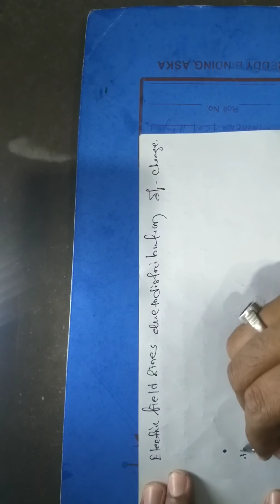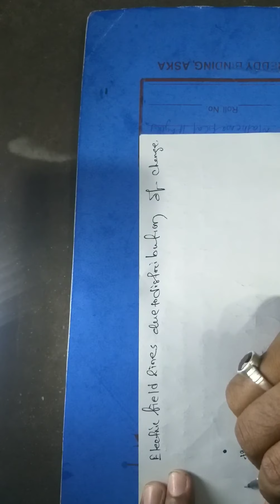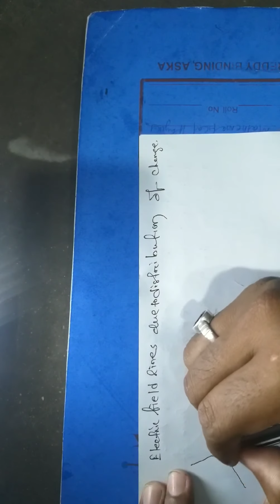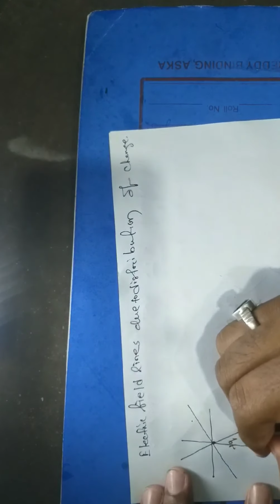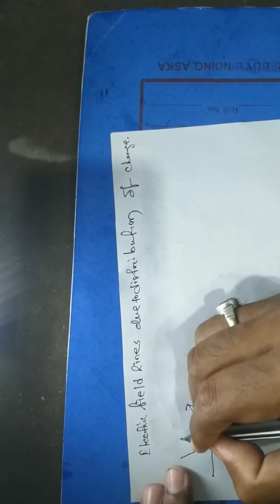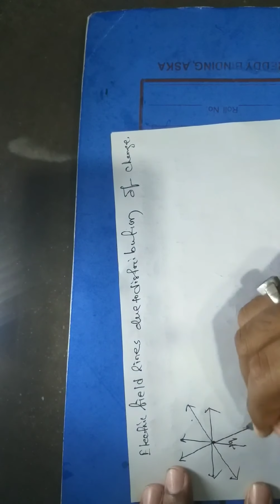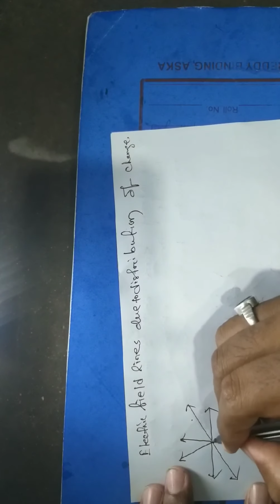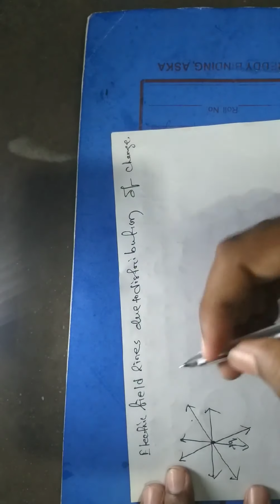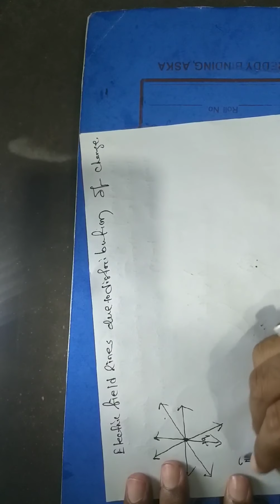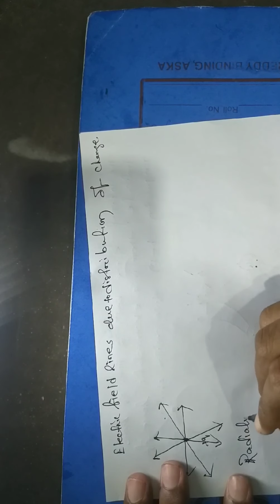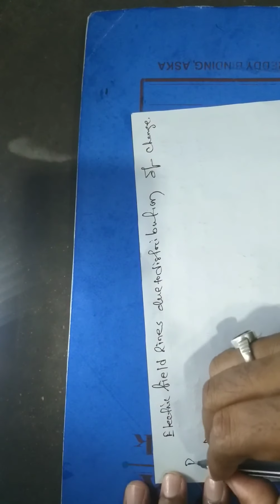Electric field lines of a plus q point charge go away from each other. So these are the electric field lines, and they go radially outward due to a positive point charge.